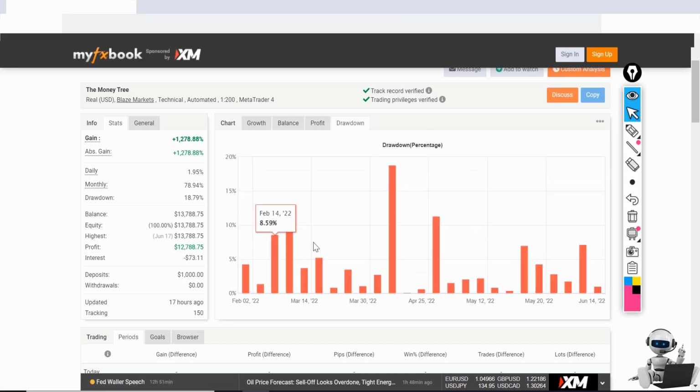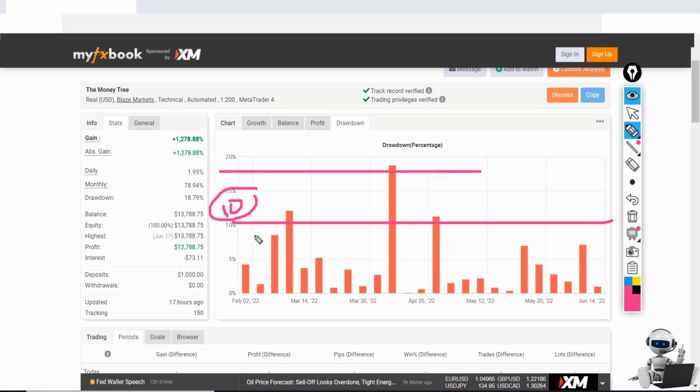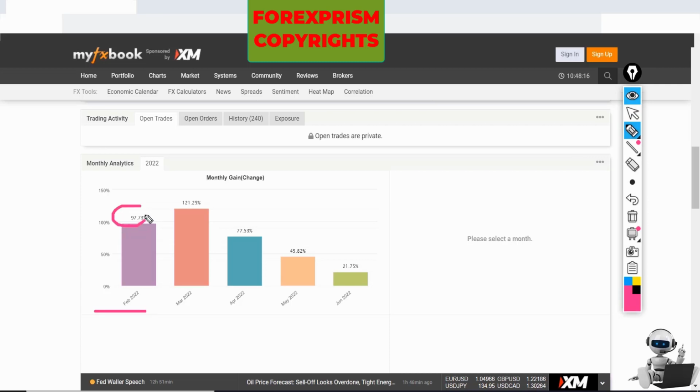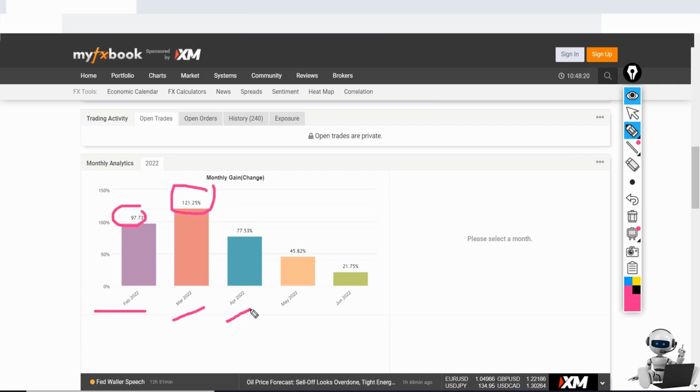The drawdown, you can see the average drawdown is 10%. I think that will be our peak point of average, and this will be the pivot point of drawdown. This will be our peak drawdown, that is 18%. We can probably see it go to 20 even. Now what we have here, you can see from February it made 97, March 121, April 77, May 45, June it is 21%. That is quite an amazing result. But we have to make sure this is not any fishy scammy EA, so we have to check it for ourselves.